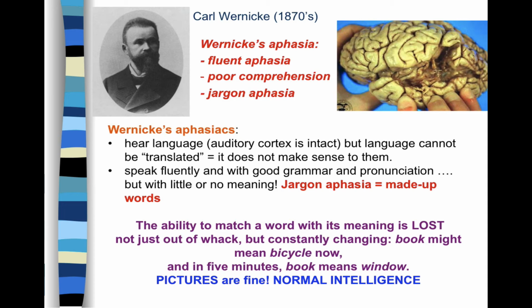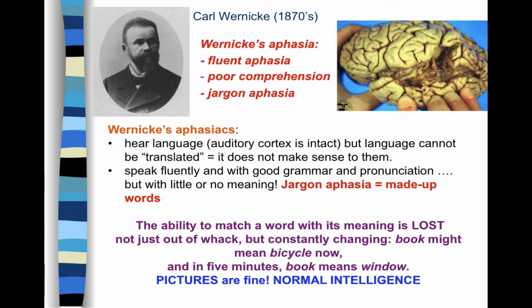And Wernicke's aphasia is also called fluent aphasia, and has very poor comprehension. It's also called jargon aphasia. So here's what's happening, and I want you guys to now look at that image of a brain that has suffered Wernicke's aphasia. Every time I look at that, I cannot believe that the person who had suffered that lesion, that huge lesion, went on living, but they did.